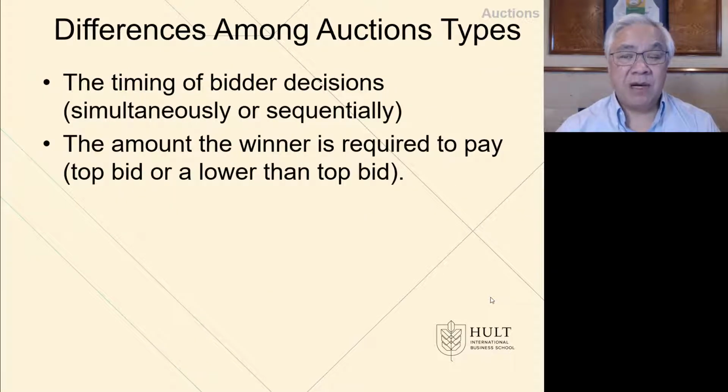There are differences among auction types. First is on the timing of the bidder's decision. If it's all done simultaneously, then that's a closed or sealed bid. If it's done sequentially, then it's something like an outcry English auction. The amount the winner is required to pay is either the top bid or a bid that's lower than the top bid. And we'll look at the specifics of how these work.